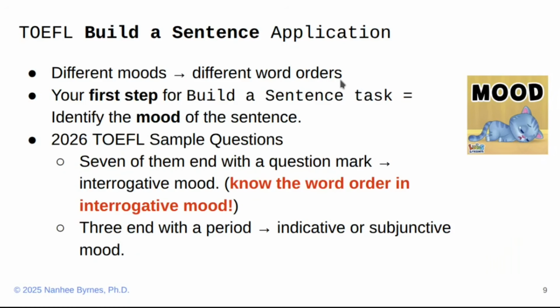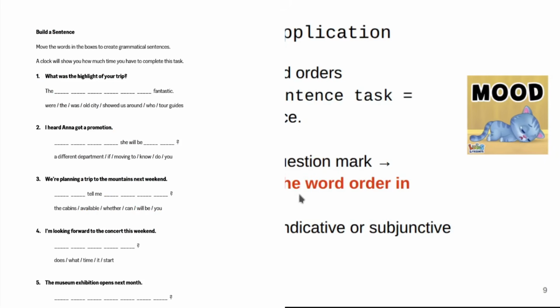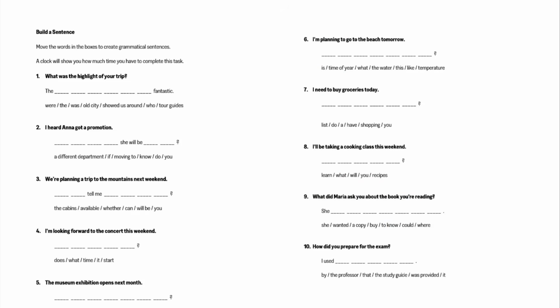Let's test that idea with our sample TOEFL sentences. When we look closely, we see that 7 of them end with a question mark, meaning they're in the interrogative mood, and only 3 end with a period, meaning they're in the indicative or subjunctive mood. That's a big clue.